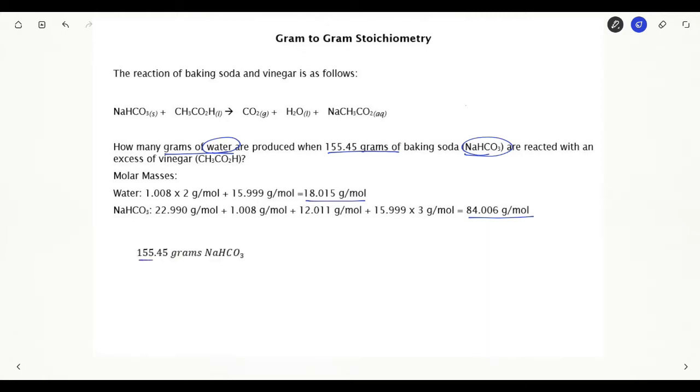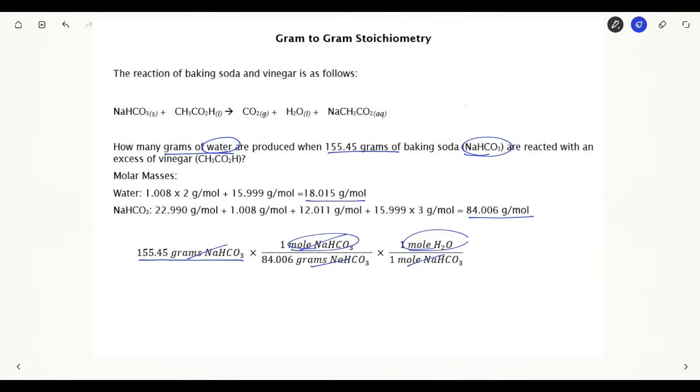So I'm going to start with my 155.45 grams of baking soda, and the first thing I'm going to do is use its molar mass to convert to moles of baking soda. Notice my grams of baking soda cancel and I'm left with moles of baking soda. Now that I'm in moles, I can use my mole ratio to switch from baking soda to water. So I'm switching to a different molecule. Again, love this one-to-one ratio. My moles of baking soda cancel. Here are my moles of water.